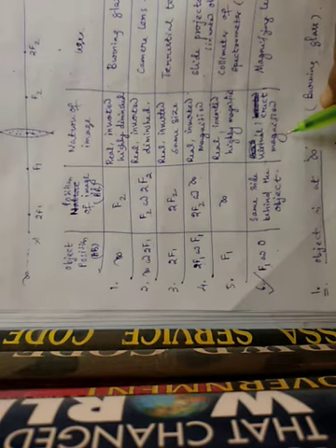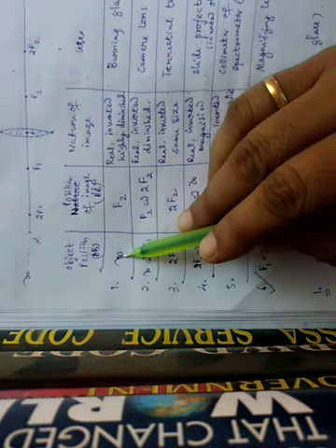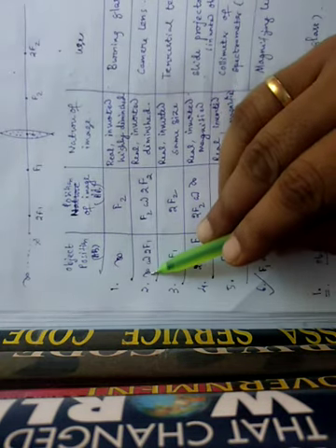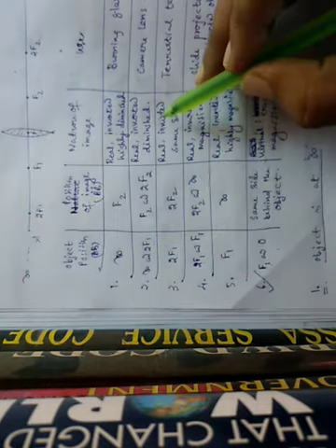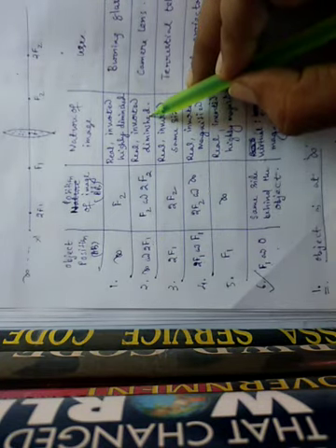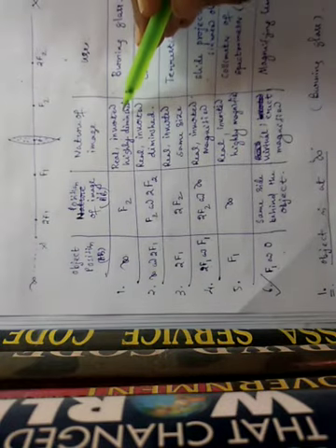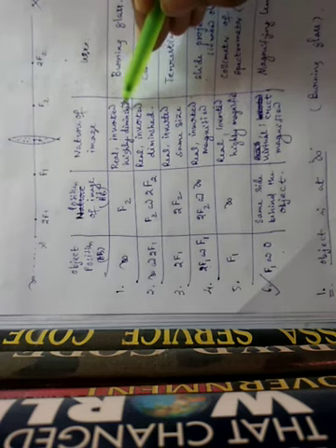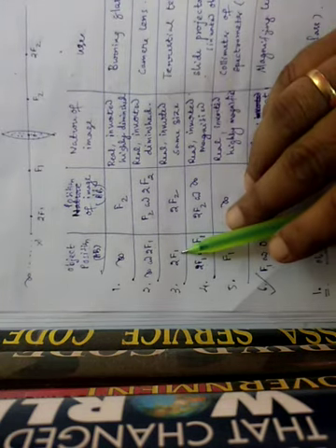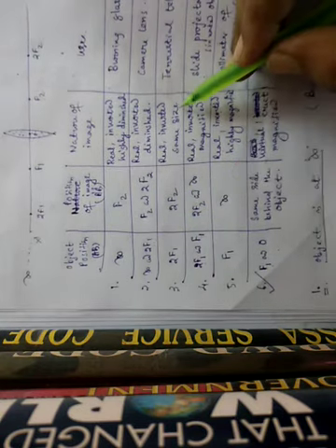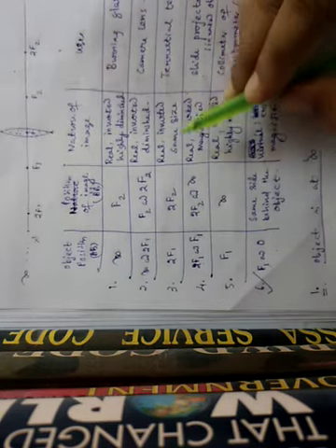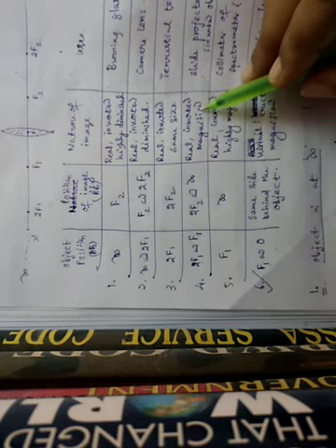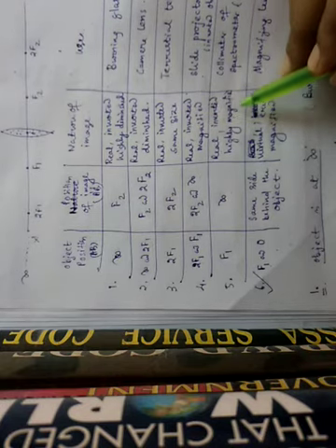Now we will discuss the size of the image. When the object is at infinity, the image is highly diminished, that means very, very small. When the object is between infinity and 2F1, the image is diminished, that means small. In the previous case it was highly diminished, now it is diminished. That means the size of the image increases. When the object is at 2F1, the image is at 2F2 and the image size is the same, meaning the object size is the same as the image size. Next, the nature of the image is magnified, and then highly magnified.